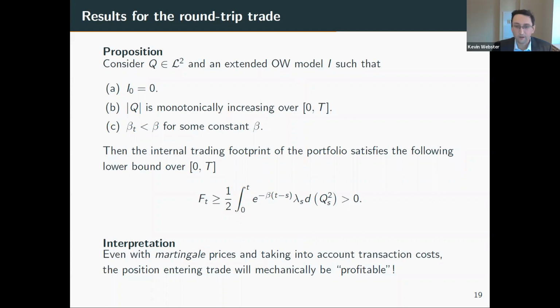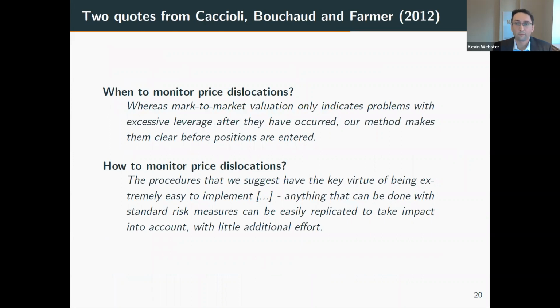At this point, I'd like to pause to go back to the original paper by Caccioli, Bouchaud and Farmer, because they make a somewhat similar argument with a different model and not exactly the same proof. But at this point of the analysis, they ask two, in my opinion, very important practical questions, and they answer them as well. The first practical question is, when should you monitor these price dislocations, these illusions of profit? The answer to that is as early as possible.